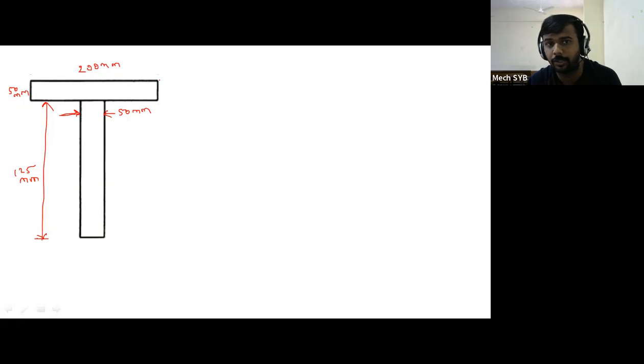So take the top reference line as it is in front of the figure. Take the bottom reference line.